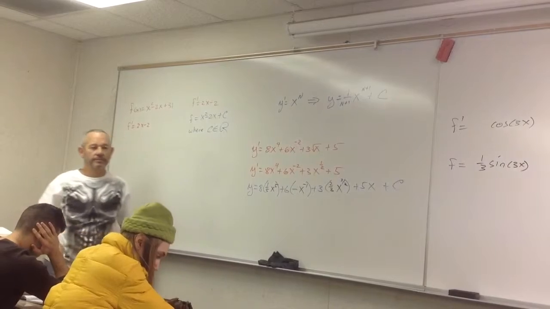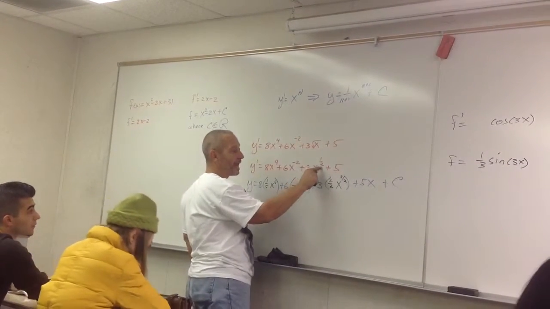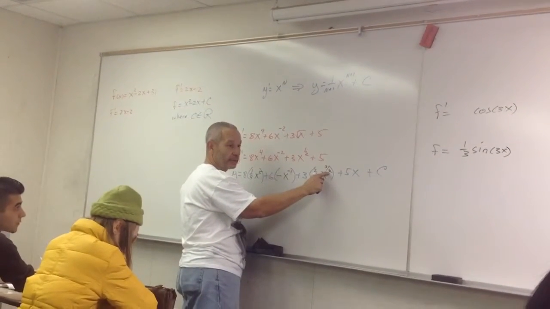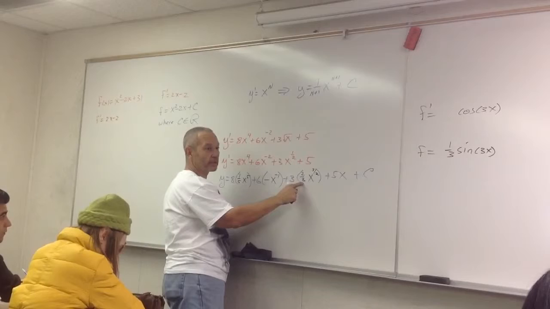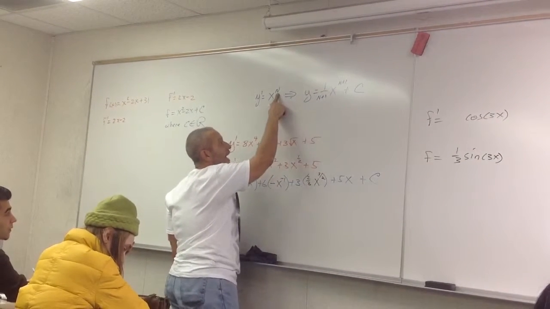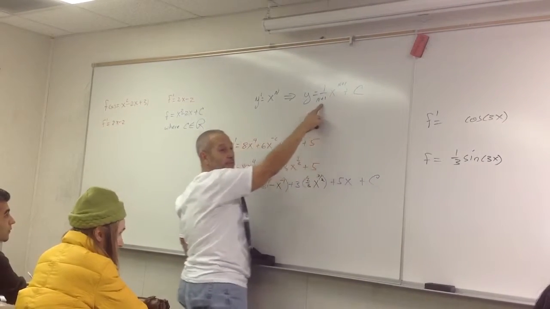Yes, sir? Larry, where did you get 2/3 from for the x? Well, what I do is I add 1 to the power, 3/2, right? And I multiply by its reciprocal. So you look up here. I add 1 to the power, and I multiply by the reciprocal.